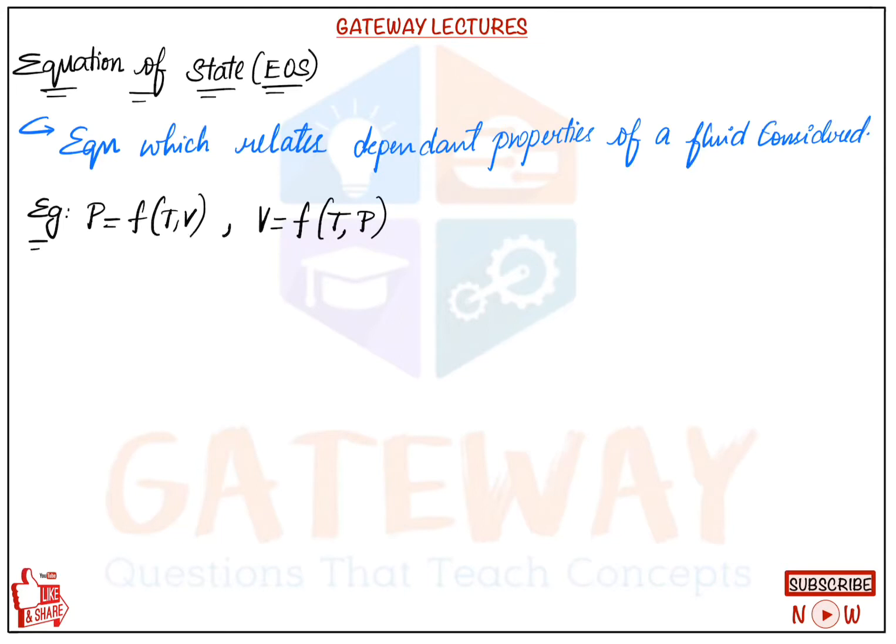Coming back to the equation of state, there are basically two equations of state which we will be using in thermodynamics. One is the ideal gas equation and the other is the van der Waals equation. First of all, the ideal gas equation is the simplest equation of state. In the ideal gas equation, the molecular interactions are restricted. This is an important point to note. It will help in interviews.